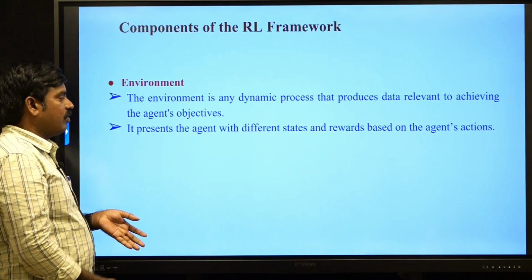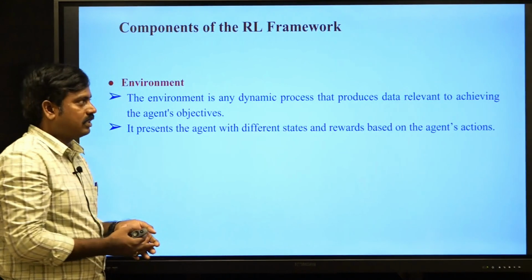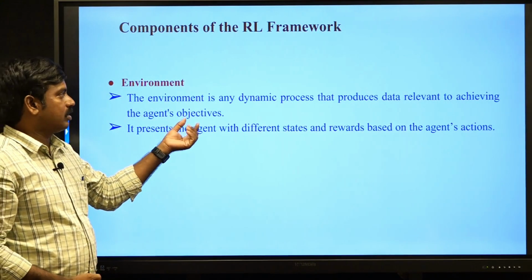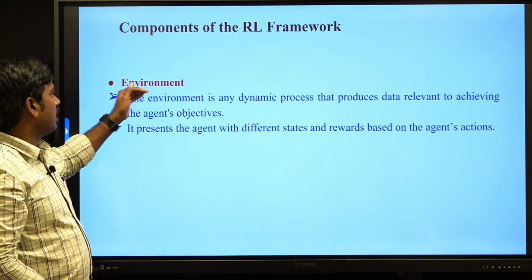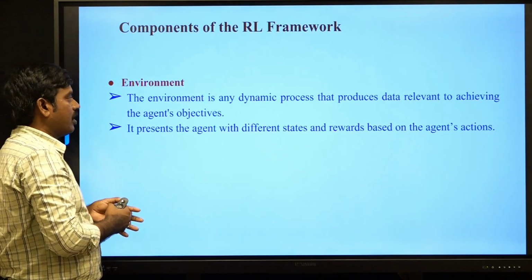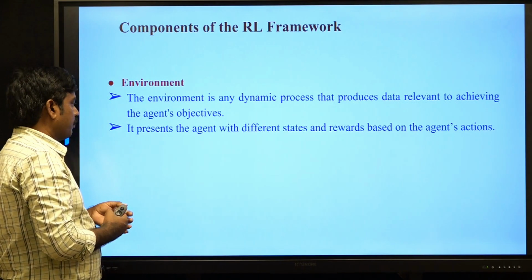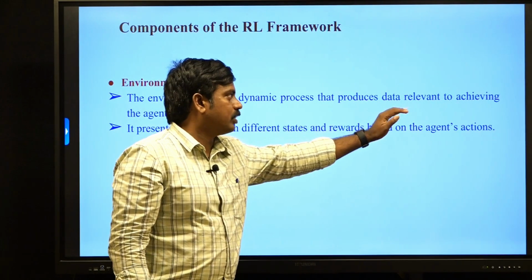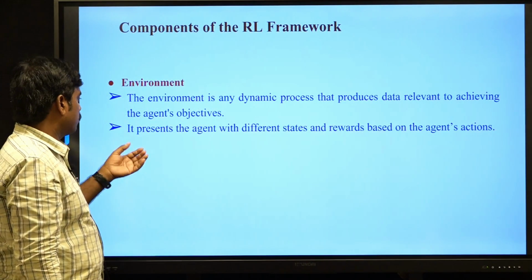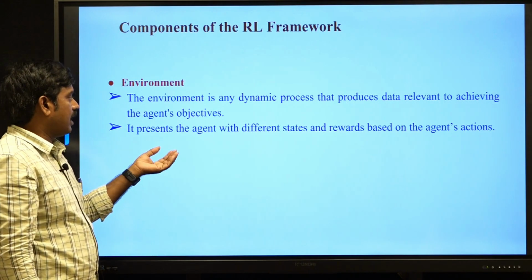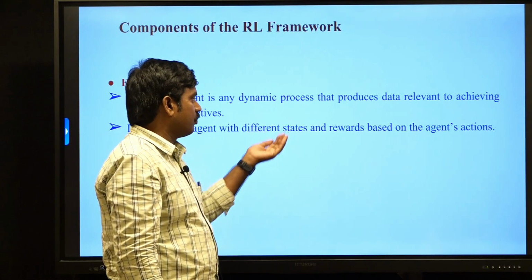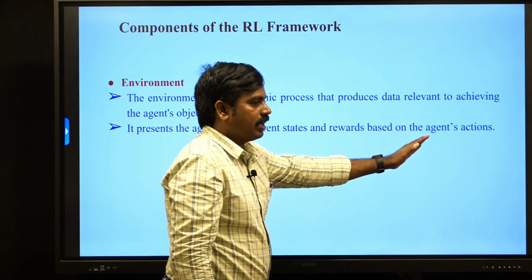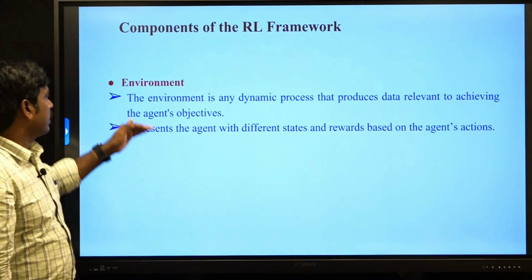Next, the environment. The environment is any dynamic process that produces data relevant to achieving the agent's objectives. The agent interacts with the environment to reach its objective. The environment presents the agent with different states, and for each state it produces rewards for the corresponding agent's actions. That is the environment.